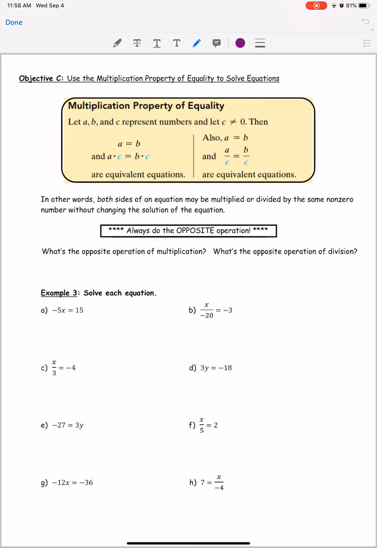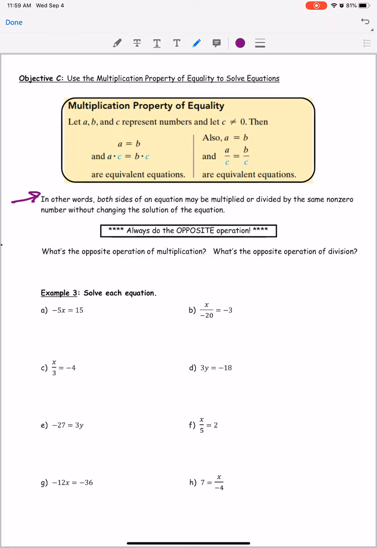Okay, objective C, now we're using the multiplication property of equality. Same concept. If I multiply something to one side, you've got to multiply to the other. Or if you divide both sides by something, you've got to divide it to both sides. And again, notice this says just multiplication, but this works with division too. So you have this multiplication property of equality umbrella. It includes multiplication and division.